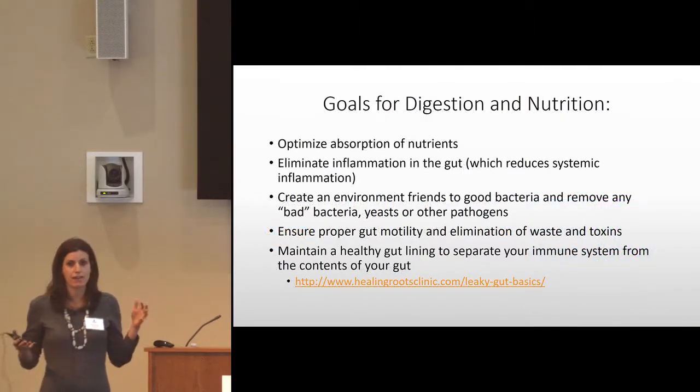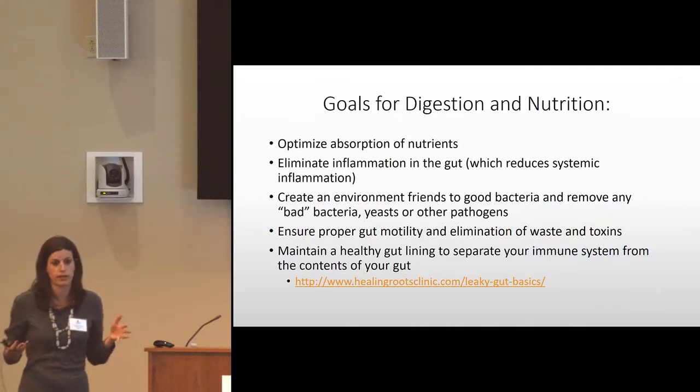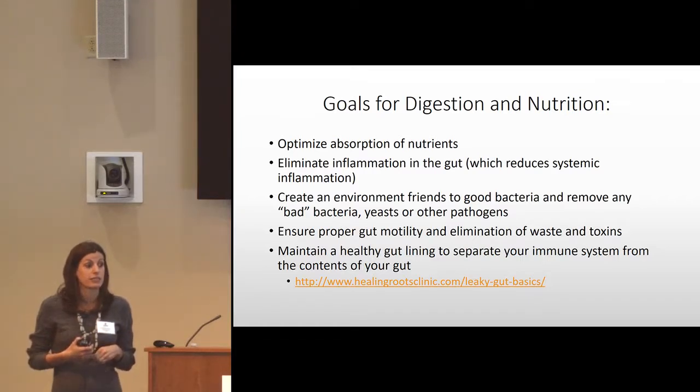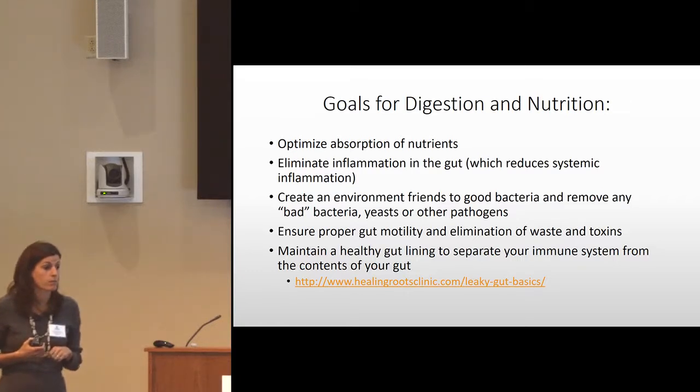So when I have a patient with an autoimmune disease, I have several goals for nutrition and digestion for them. So I want to make sure that we're going to optimize absorption of nutrients and also access to those nutrients. So we have to make sure that you're eating a diet that has all the right nutrients in it. And believe me, the standard American diet does not have enough nutrients to either prevent or heal an autoimmune disease. And in fact, most pretty healthy diets also don't have enough nutrients in them.